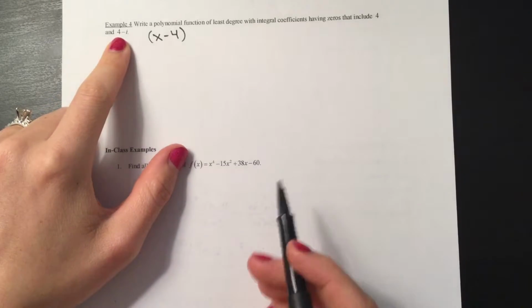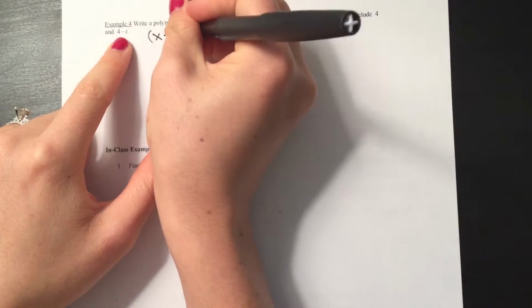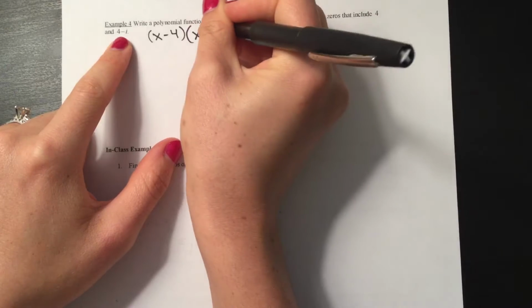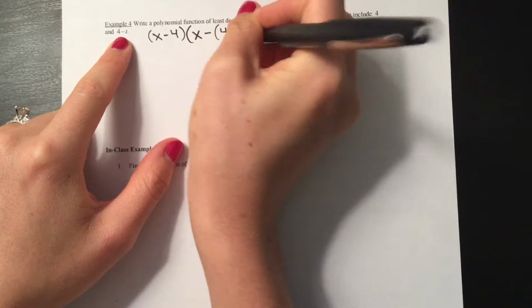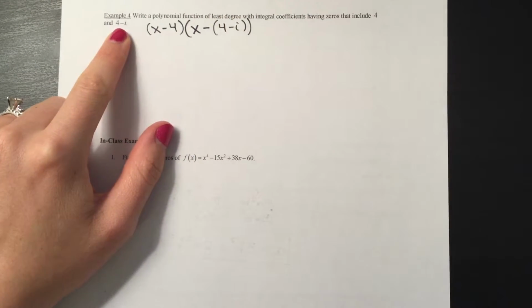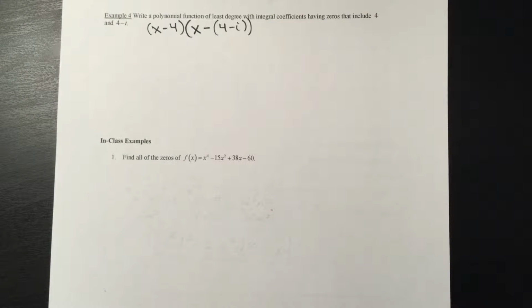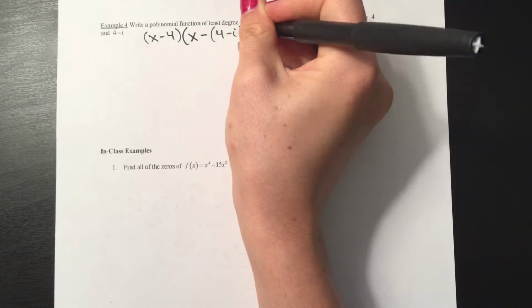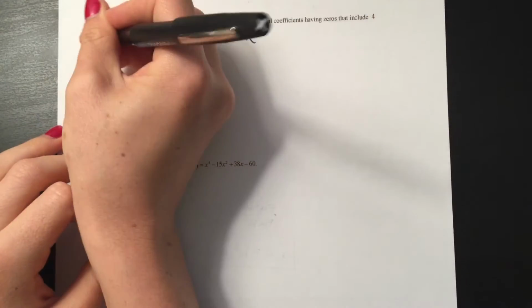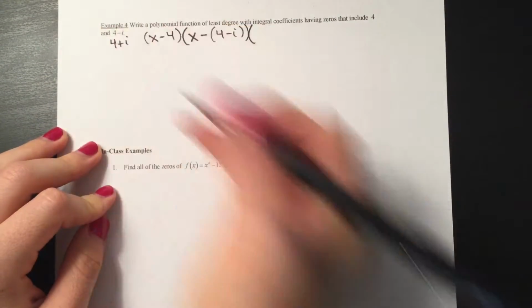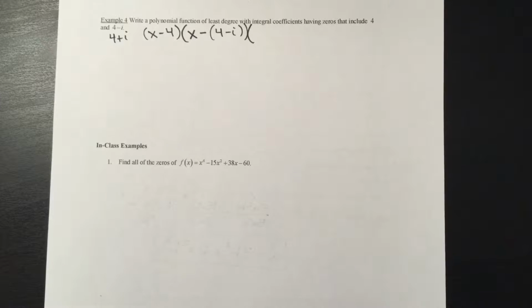So again, if a zero is 4, then x minus 4 must have been one of your factors. And then if you have 4 minus i, then you would have x minus (4 minus i) as one of your other factors. Now, according to what we just talked about with the complex conjugates, you don't ever have a complex number without also having its conjugate. So if we have 4 minus i, then 4 plus i, we get it for free. The complex conjugates always come in pairs. You'll never see one without the other.